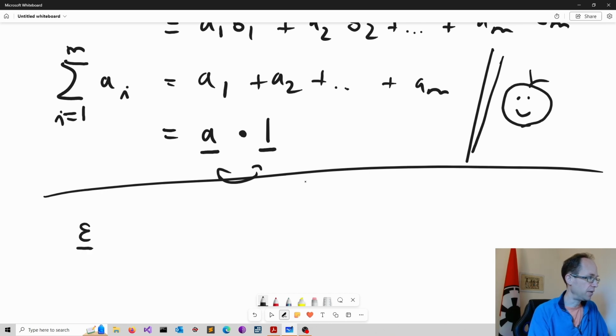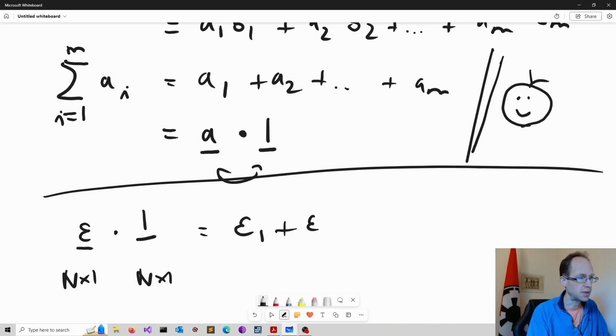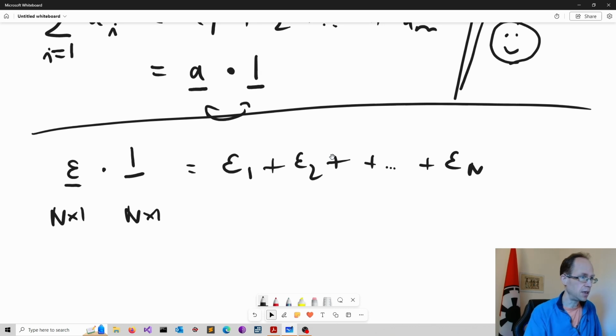So I take the epsilon vector times the all-one vector, and now we notice that here it's n times 1 and n times 1. And what we actually get is epsilon 1 times 1, we skip the 1, plus epsilon 2, and so on, up to epsilon n. And if we want to simplify this, we actually get what you saw just above. We obtain the sum from 1 up to capital N of the epsilon i's. So that's interesting. Now the question is, what's the value of this? Can we say anything about this? That might be an interesting question to ask.